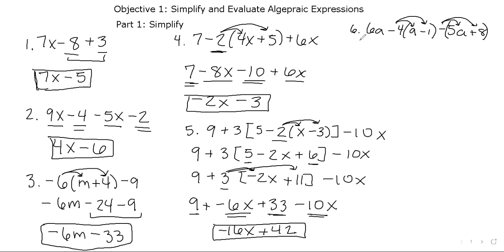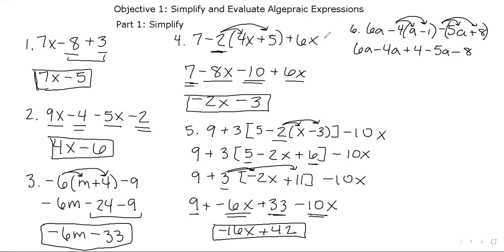So we're going to start bringing everything down, and we're going to do our distributing, okay? So we got 6a. -4 times a is -4a. -4 times -1 is going to be a +4. Then we have the negative times the 5a, which is going to be -5a. And we have negative times 8, which is going to be -8. Okay? So if we do not distribute that negative, we will get the answer incorrect, and that's not what we want.